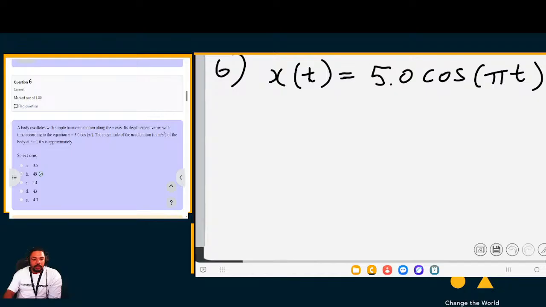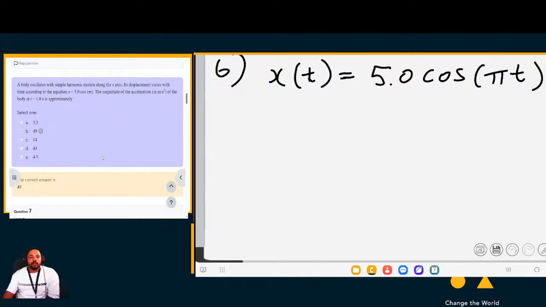Now they ask us, what is the magnitude of the acceleration? So they want the acceleration of the body at t equals 1 second. Okay, how do we get the acceleration?